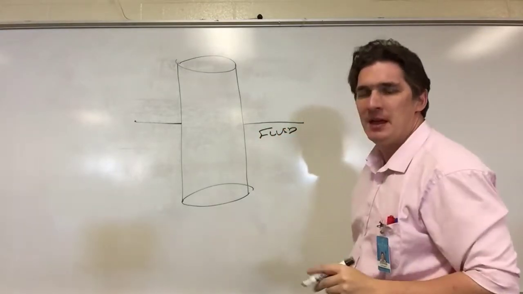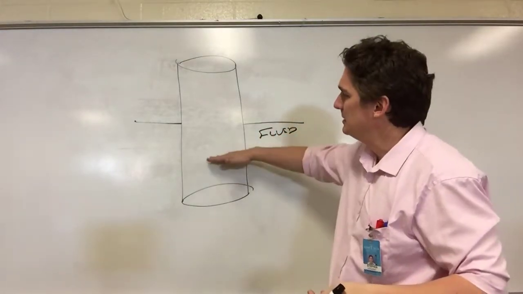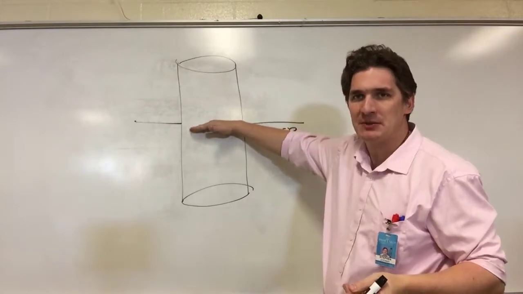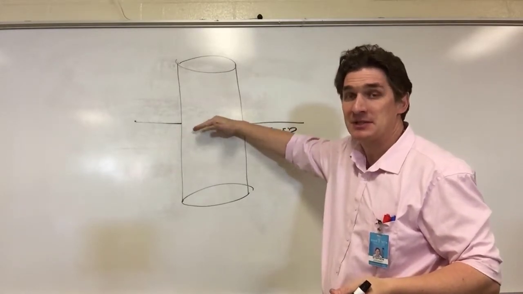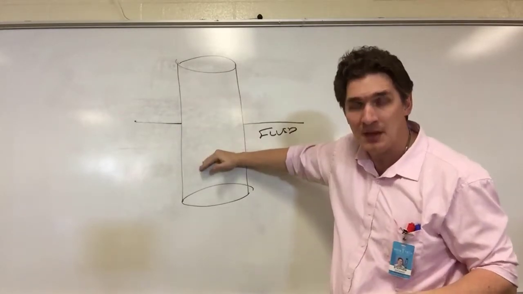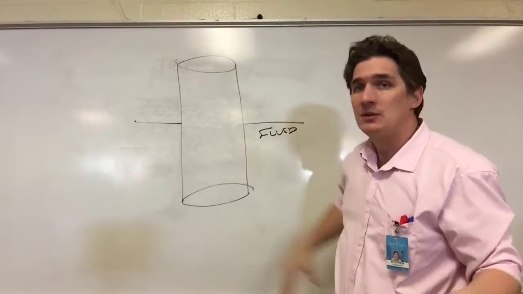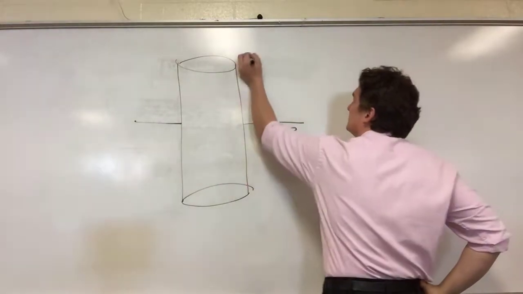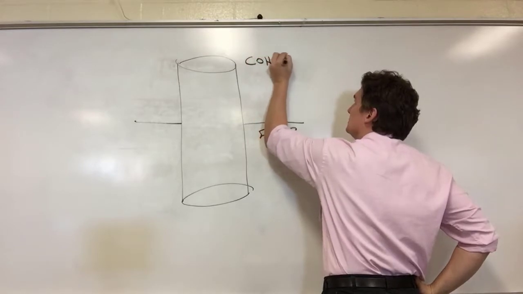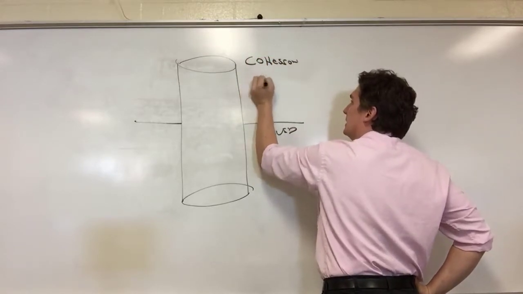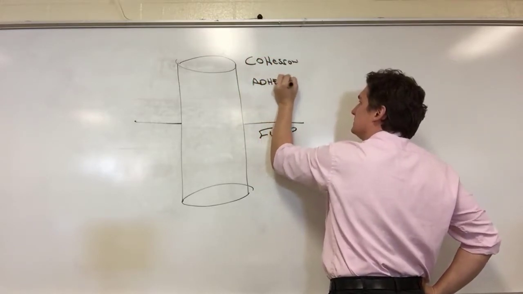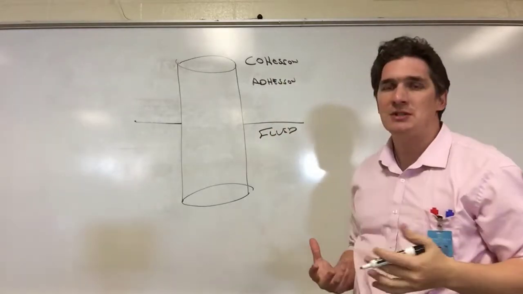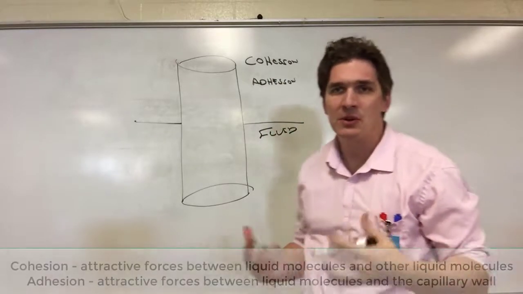So we have our fluid, and what will happen is that the fluid won't go up to the same level on the outside of the capillary as it is inside. It'll either go above or below. Why does it do this? Well, we have to look at two different forces here: cohesion and adhesion. Cohesion is how attracted molecules in the fluid are to each other.